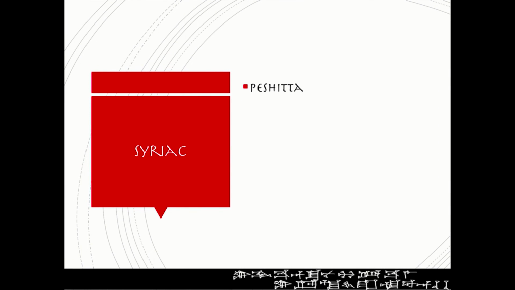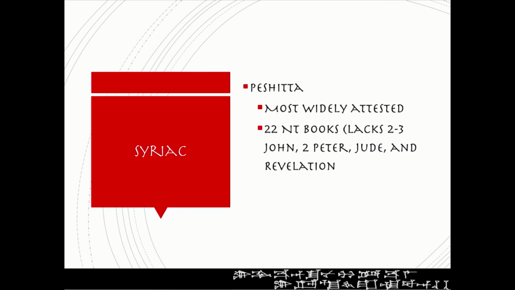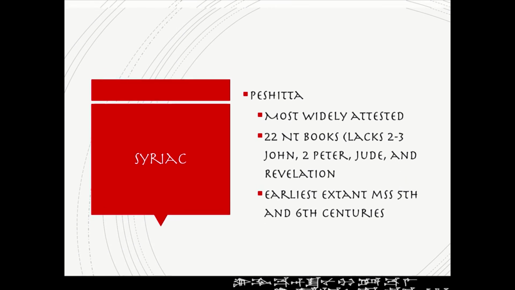More popular, though, is the Syriac Peshitta. The Peshitta is the most widely attested. It is the common version of the Syriac. It contains the 22 New Testament books. It lacks 2nd and 3rd John, 2nd Peter, Jude, and the Book of Revelation. It also deletes some portions of the Gospels, but it contains the majority of the New Testament. The earliest extant manuscripts are from the 5th and 6th centuries.